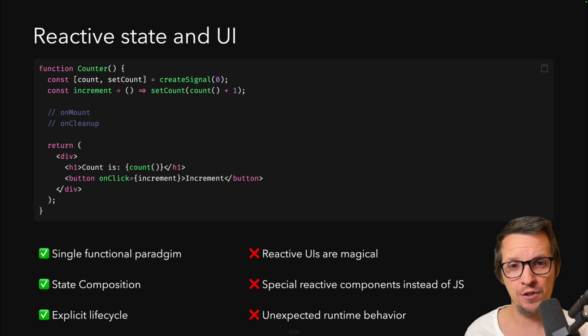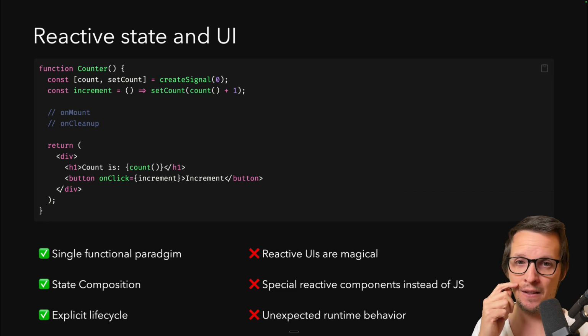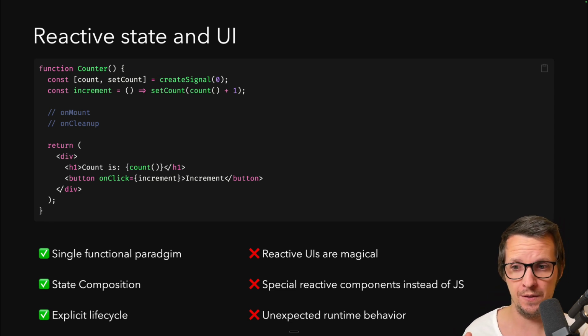But then you have solutions like Solid, which just doesn't do reconciliation. It's completely reactive. That means the component function only runs once. And the great thing about this is that it's still just a function. It has all the state composition that hooks have, and it also has explicit life cycles. On top of this, it's extremely performant, because everything is reactive to the point where it needs to be reactive.